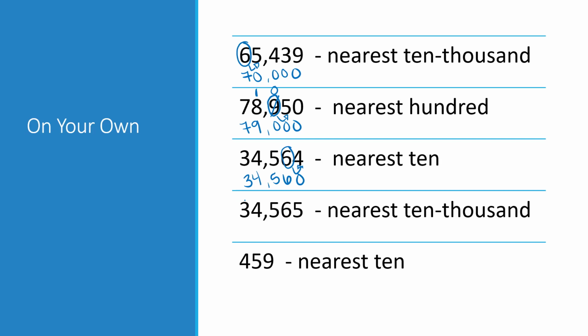Round to the nearest 10,000. Here's the 10,000s place. The number directly behind it is less than 5. So I'm going to keep that 3 the same. Everything else changes to zeros.